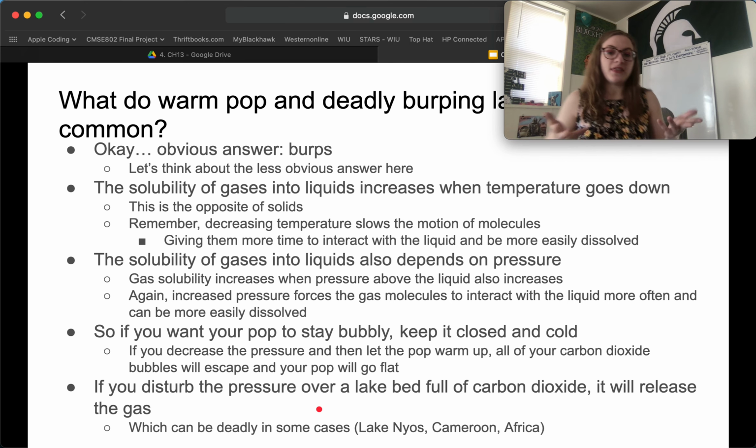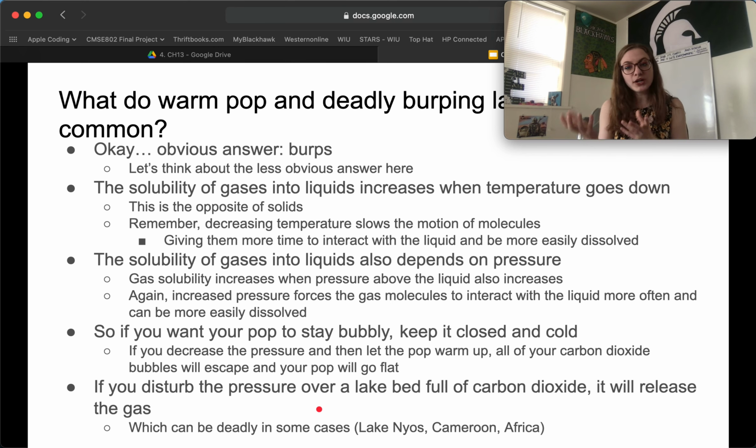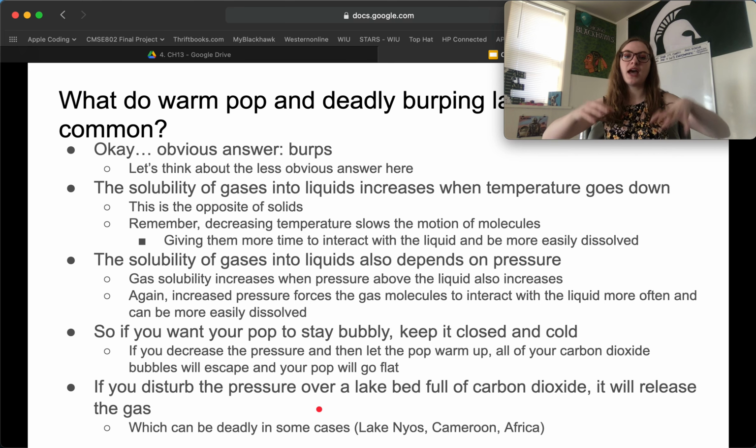And the other thing that the solubility of a gas depends upon is pressure. Of course, right? If you increase the pressure above a liquid, a gas is going to become more soluble. If you're increasing the pressure, you're either decreasing the volume, or maybe you've got a higher number of particles, but that increased pressure forces the gas molecules to interact with the liquid more often. They're going to spend more time interacting with the liquid, and it's much easier for them to be pulled in and dissolved. So keep that in mind.